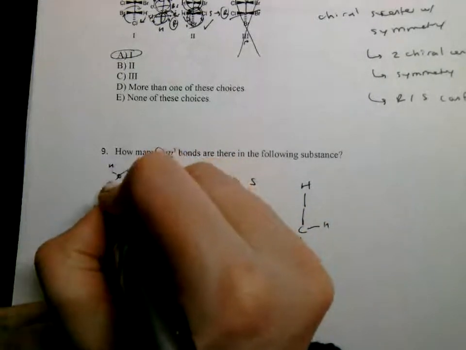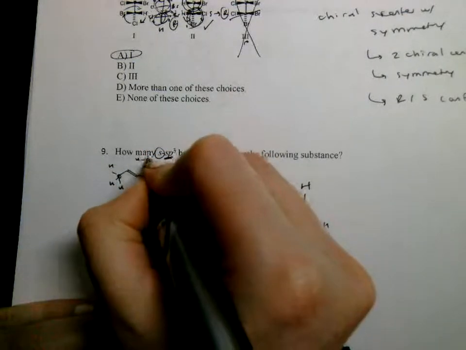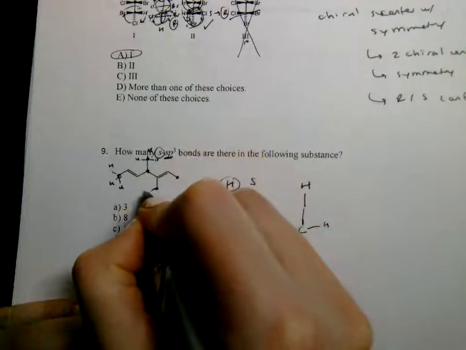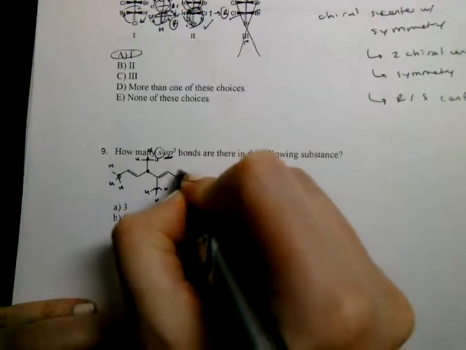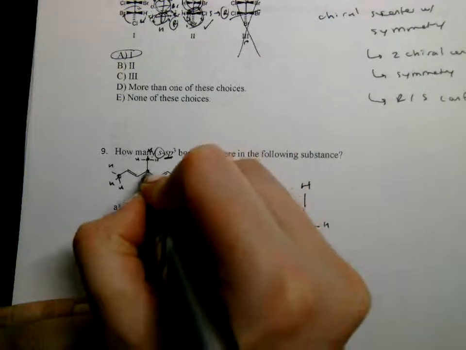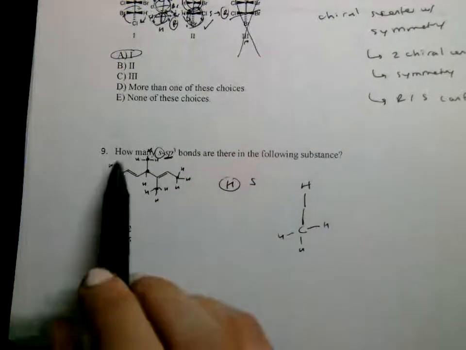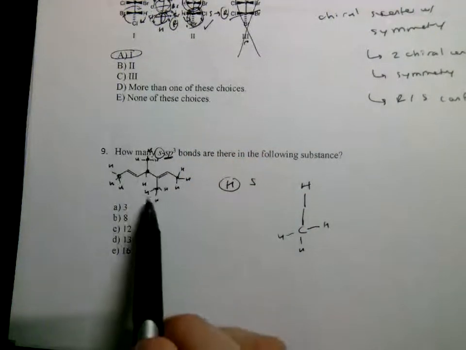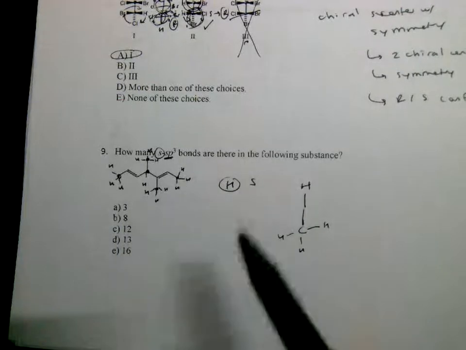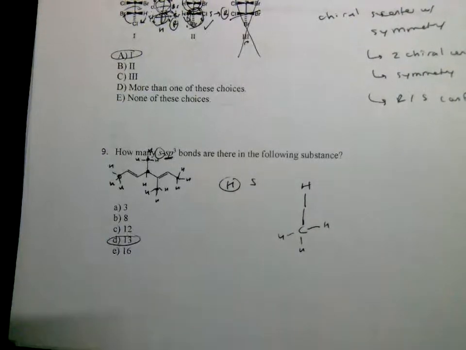Okay, so 1, 2, 3 hydrogens. I'm just calculating the number of hydrogens at each one of these positions, so I can count how many sp3 hybridized bonds there are. I think that's all of them. So 1, 2, 3, 4, 5, 6, 7, 8, 9, 10, 11, 12, 13. I think 13 is the right answer here.